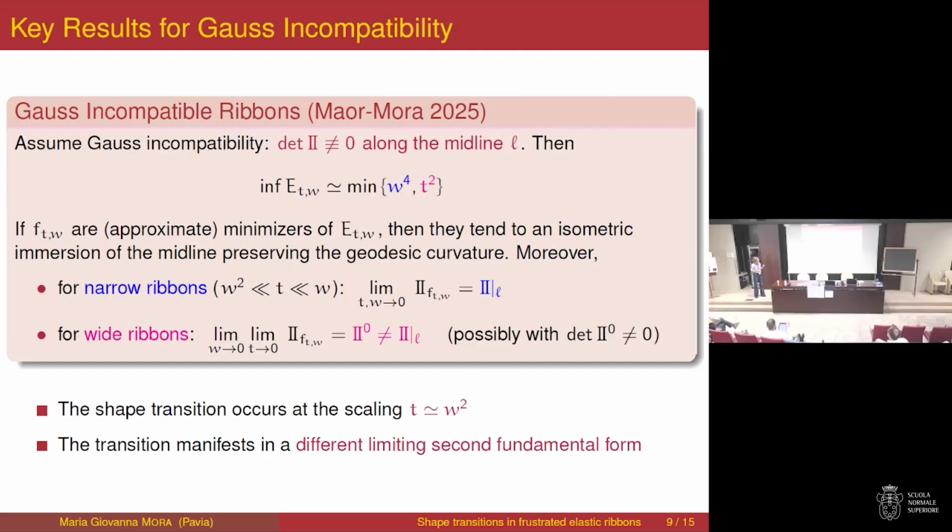Here, let me stress, and I am going to say something more about that later, that when I speak of wide ribbons, what I mean is that we take two consecutive limits: first with respect to t and then with respect to w. So these are very, very wide ribbons, because t goes to 0 first and then we send w to 0. Okay, so the situation is quite clear in the case of Gauss incompatible ribbons.